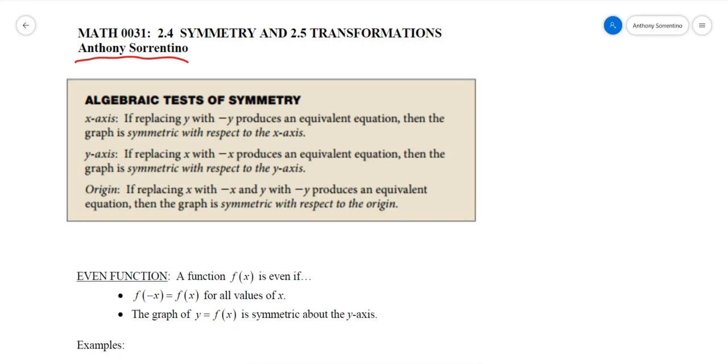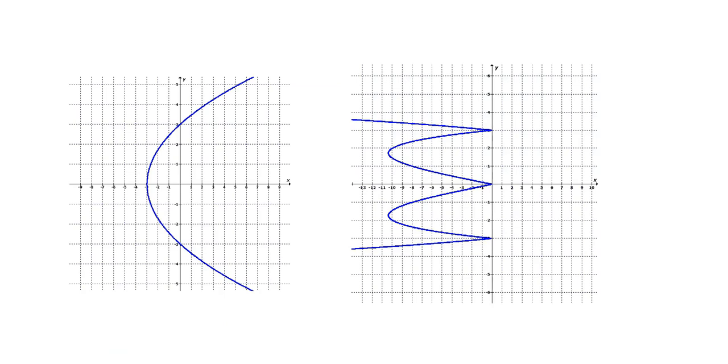You have symmetry about the x-axis, and they give you a test for that. If replacing y with negative y produces an equivalent equation, then the graph is symmetric with respect to the x-axis. As far as what the graph would look like, some graphs that would look like that would look an awful lot like this. Where you can see that something on this side here, something like up here, has a mirror image on the other side of the graph, and same thing here. If I look at these, it has a mirror image on the other side of the x-axis.